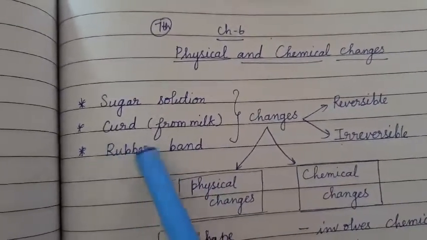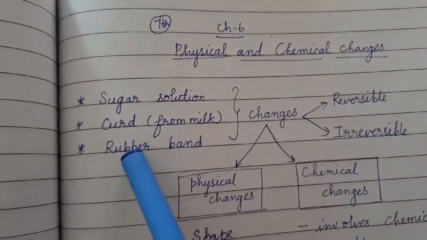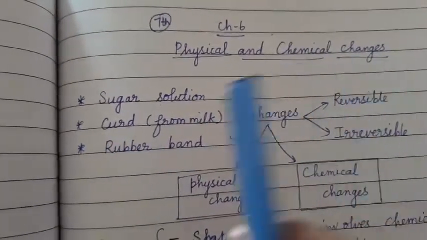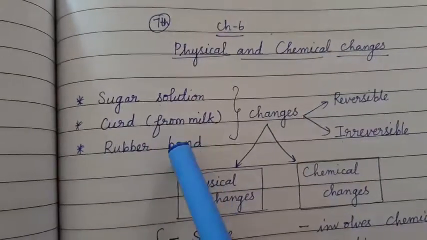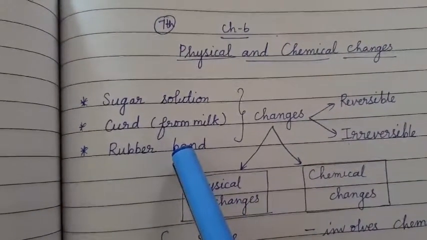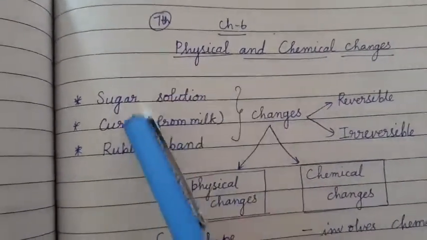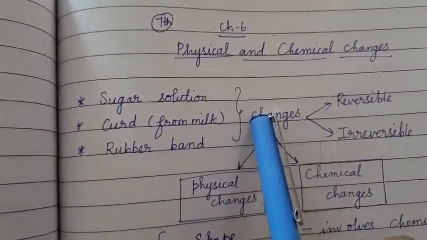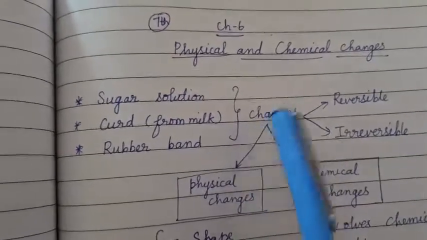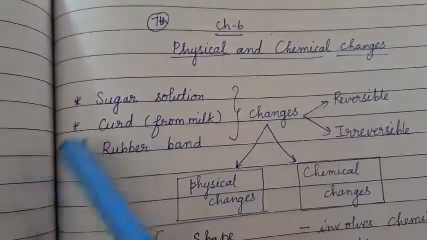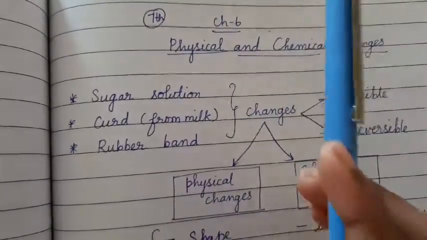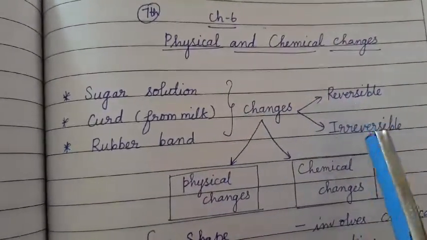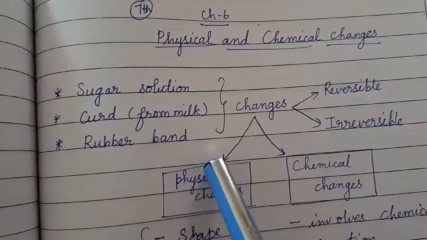The third example is stretching of a rubber band. We know that rubber has the property of expansion and contraction. You can stretch it as well as bring it back to its original position. Isn't it? So in these three examples also, there occurs a change. About these changes we are going to learn in this chapter, whether it is a physical change or a chemical change.